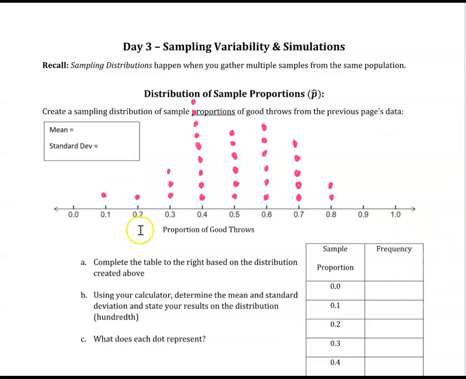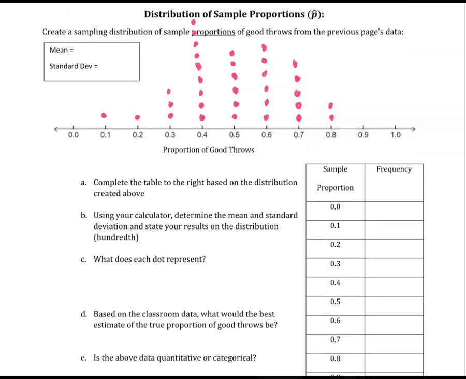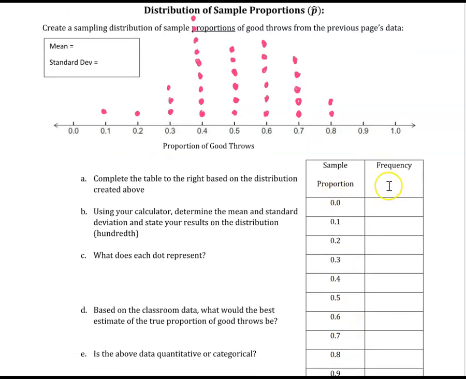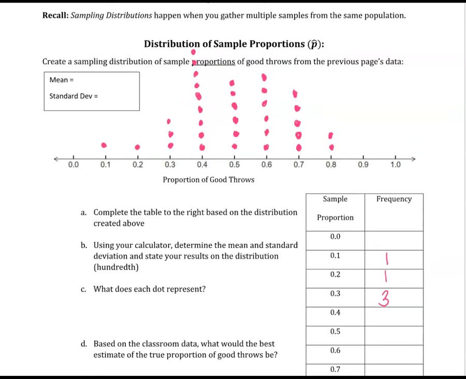Before I start answering these questions, let's summarize our data in this table where I have the sample proportion listed and then the frequency. Obviously I had 0 zeros, so I'm not even going to list anything. I had one 0.1, one 0.2, three 0.3s. Now I had a lot of 0.4s: 1, 2, 3, 4, 5, 6, 7, 8, 9 0.4s. Then 1, 2, 3, 4, 5, 6 0.5s. 1, 2, 3, 4, 5, 6 0.6s.